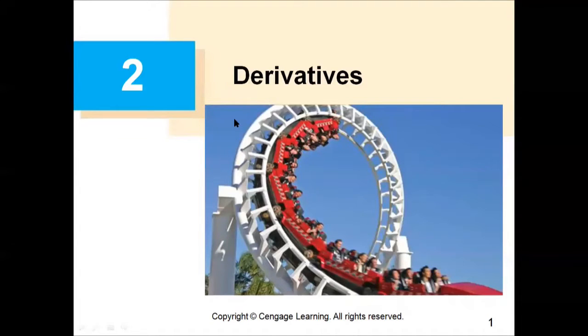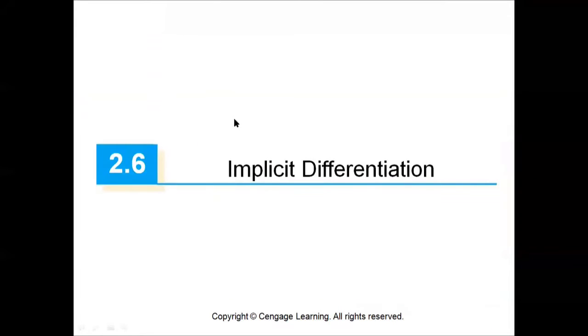Okay, now we'll proceed with chapter 2.6. I'll just give you a brief idea of what we are doing in this chapter, and then we move on. It is implicit differentiation. Another important thing, the way chain rule is important, the same way implicit differentiation is important.